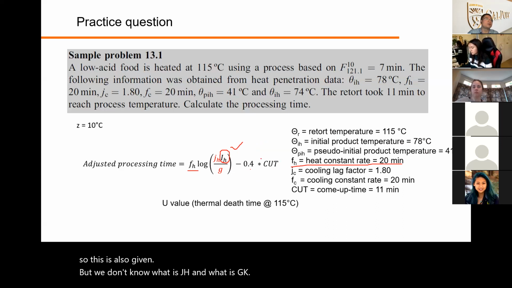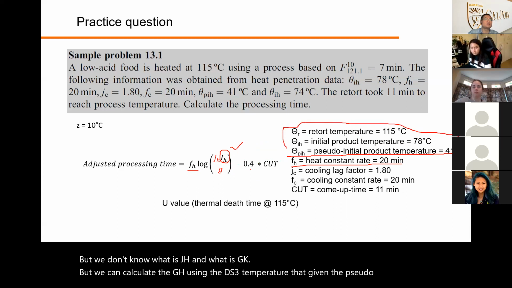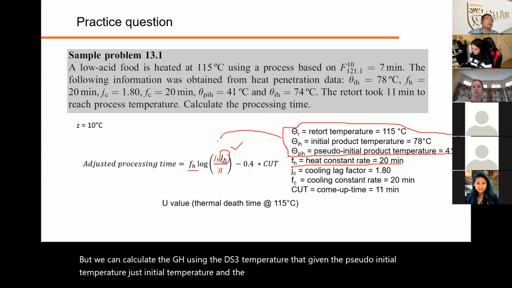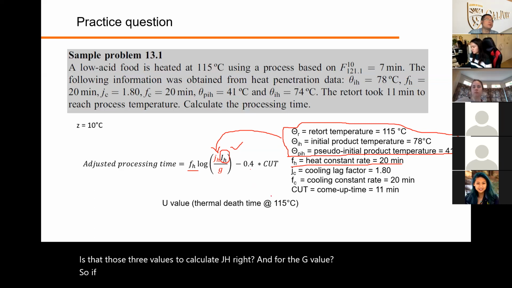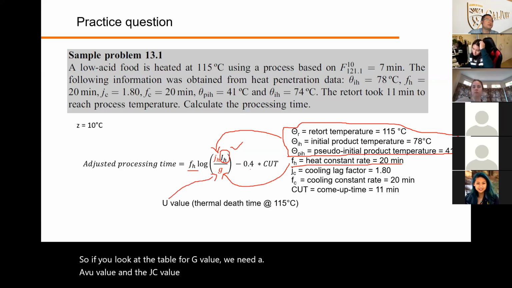So, but we can calculate the JH using these three temperatures that are given, right? The pseudo initial temperature, the initial temperature, and the retort temperature. We can calculate that, use those three values to calculate JH, right? And then for the G value, if you look at the table for G value, we need a FH value, a VU value, and the JC value, right? So we need to use these three numbers to get our G value.